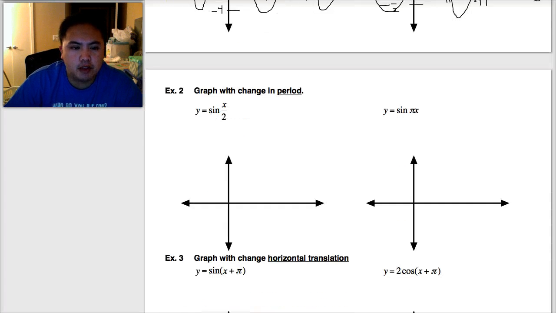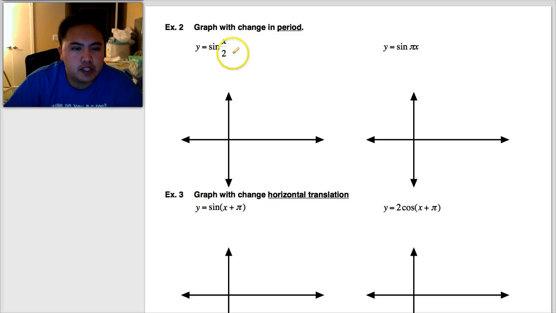Okay. So in this one, it might be a little bit tricky, but what is going to be b, or what's going to be the number in front of x in this problem? I don't know if you guys can see it or understand it, but the number in front of x is actually, and maybe if I rewrite it, you guys can see it. This is technically the same thing as sine of half x, right?